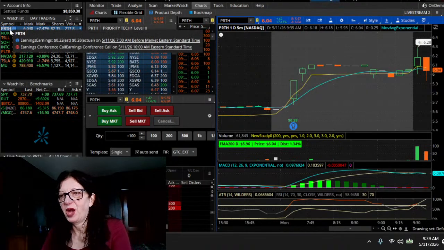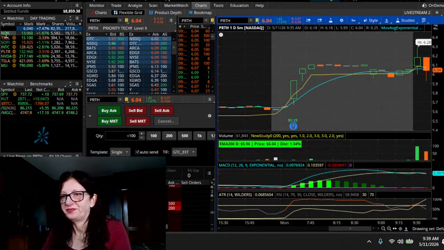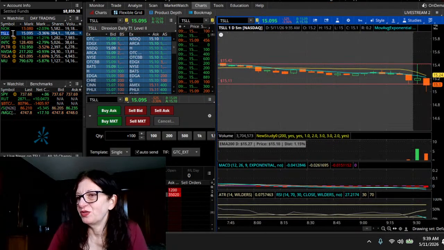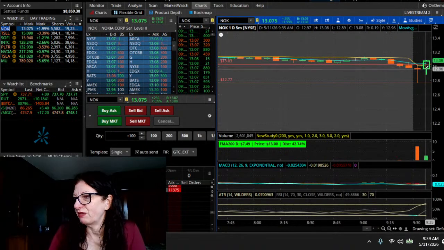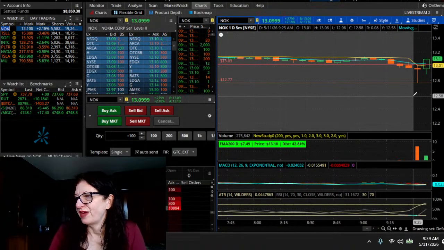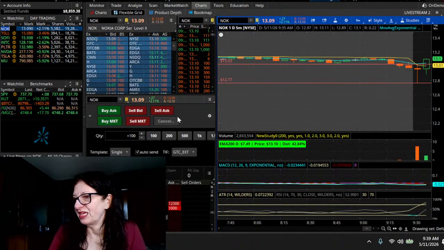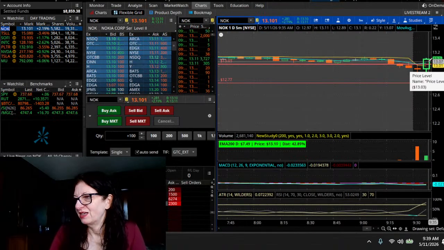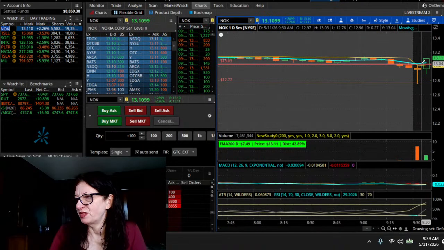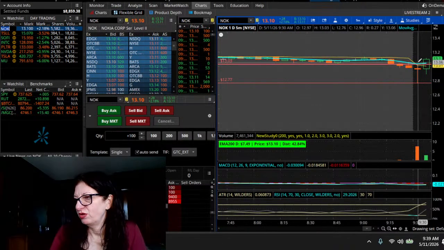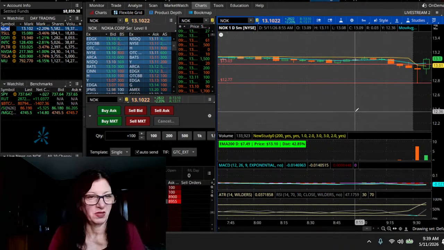All right, I know I'm kind of hopping around here, but Nokia is above its 5-minute opening range. So this is where someone would get in, right? And then if it drops right below this high, that's when they would sell, right?